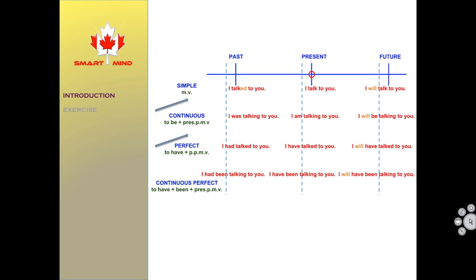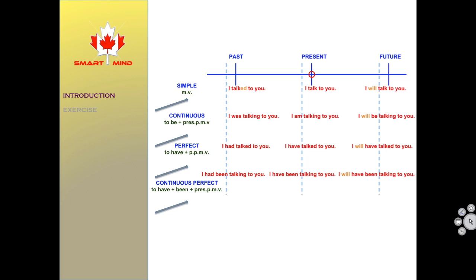In the continuous mode, in the past, I was talking to you. The present, I am talking to you. In the future, I'll be talking to you. So we change the verb to be, which is the auxiliary verb. And in the perfect mode, we have the past, I had talked to you. In the present, I have talked to you. In the future, I will have talked to you. So we change the auxiliary verb, which is the verb to have.